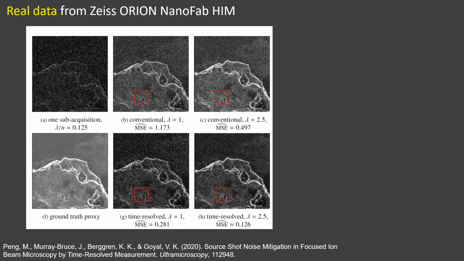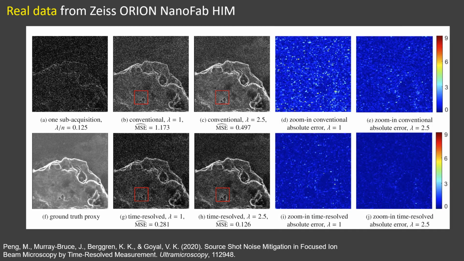Our methods are validated with real experimental data as well. Reconstructions by the conventional method are shown in the top row of columns 2 and 3. The time-resolved reconstructions for the corresponding doses are displayed in the bottom row. With increasing ion dose, the image quality improves as expected, and our method achieves lower mean square error compared with the conventional method. We also compare the pixel-by-pixel absolute error of both methods for the zoomed areas shown in the red boxes. We still observe the improvement by applying time-resolved measurements.